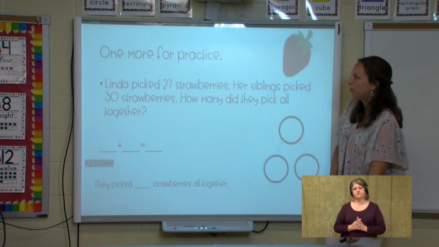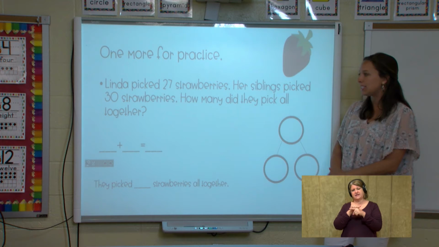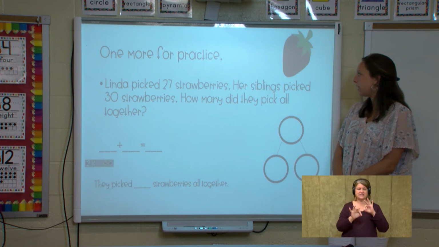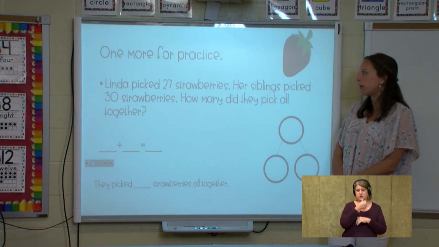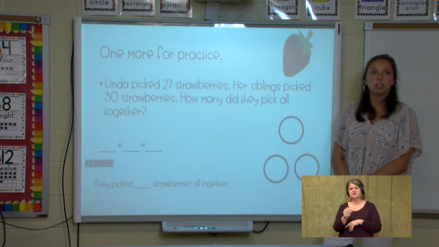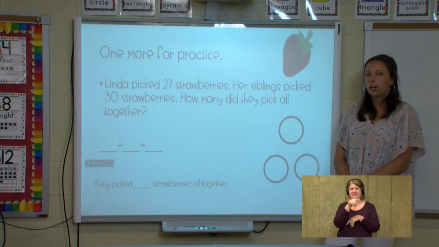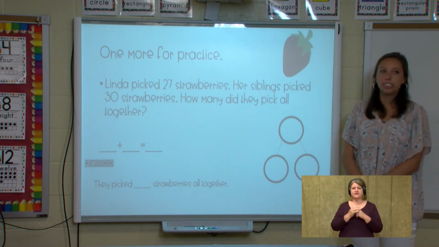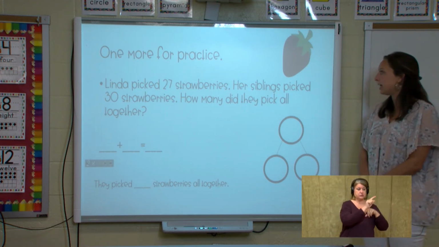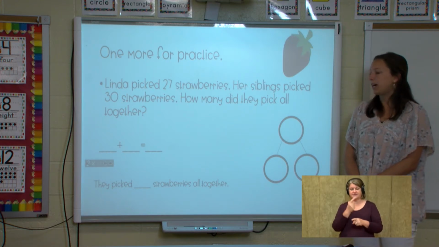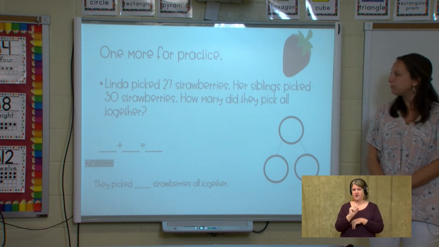All right, one more for practice. We did some of these last week. Linda picked 27 strawberries. Her siblings picked 30 strawberries. How many did they pick all together? Try this one at home. Linda picked 27 strawberries and her siblings picked 30 strawberries. How many did they pick all together?